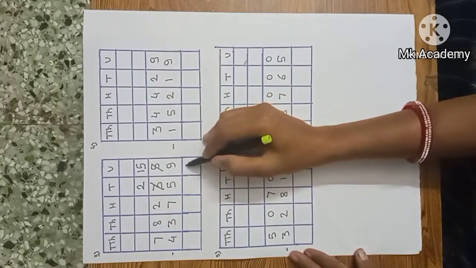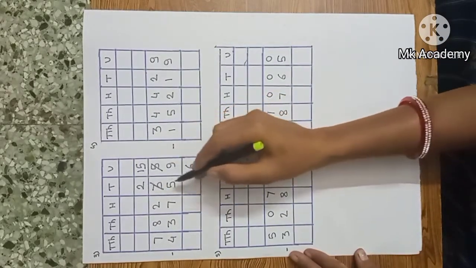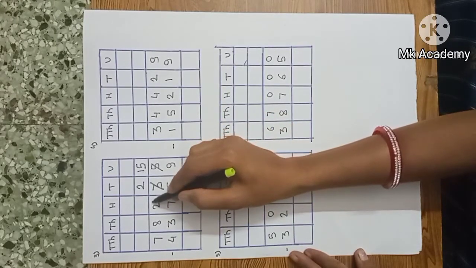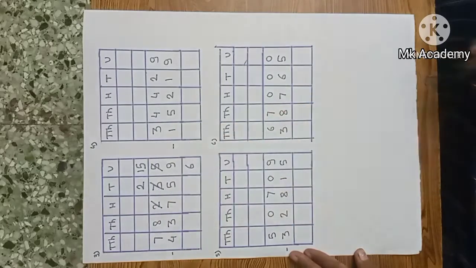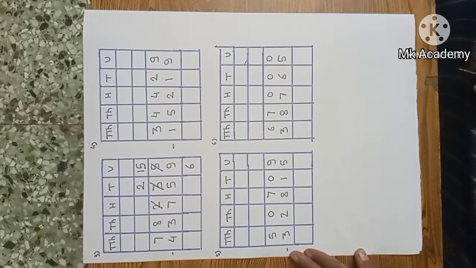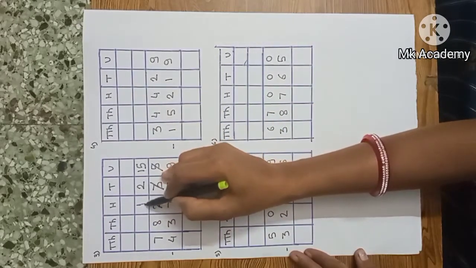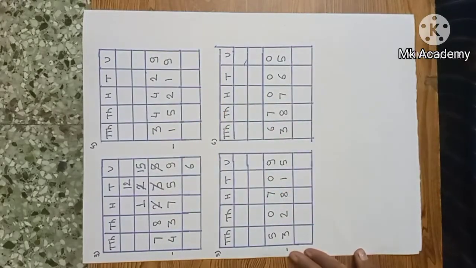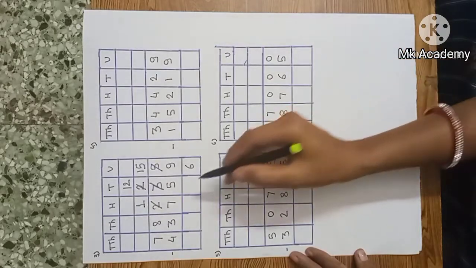6. Now 2 tens minus 5 tens. Is this possible? No. Therefore, we borrow from hundreds. We borrow 100. Here how many hundreds remain? 1. Here we get 12. Now 12 tens minus 5 tens. How many tens remain? 7.